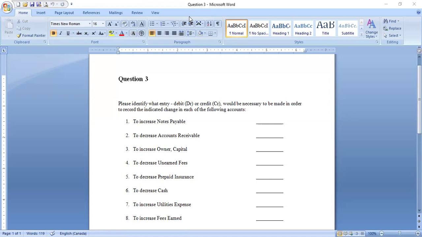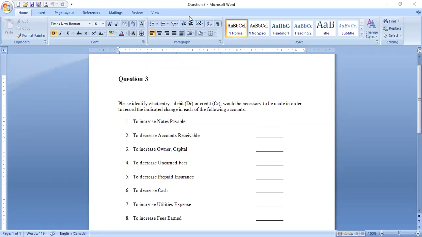So once you have that in mind, you have to remember: asset increases on the debit side, decreases on the credit side. Liability and equity are opposite, increasing on the credit side, decreasing on the debit side. Revenue always increases on the credit side. Expenses are the opposite, so that means increasing on the debit side and decreasing on the credit side. Having that in mind, let's try to do this one.